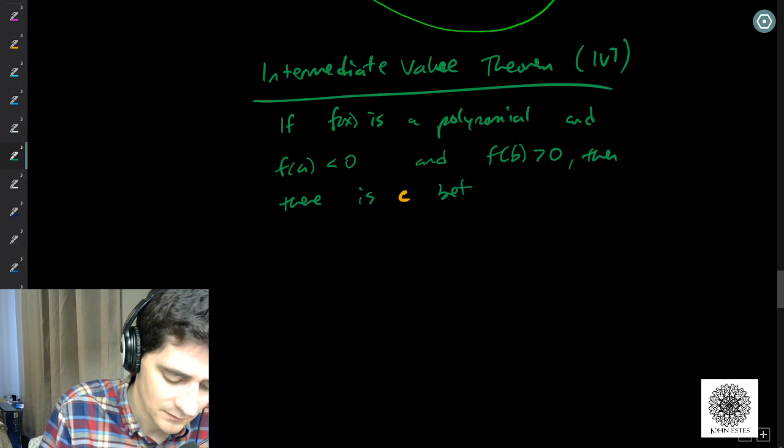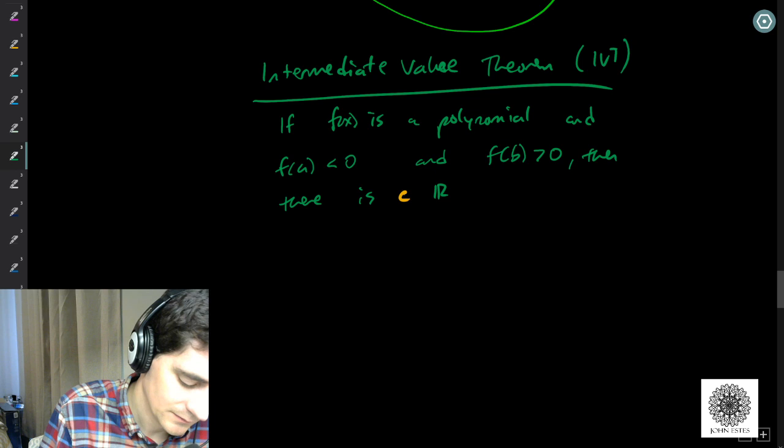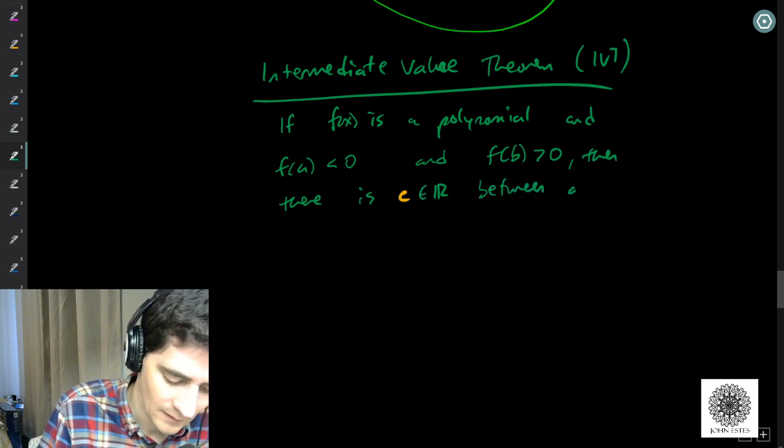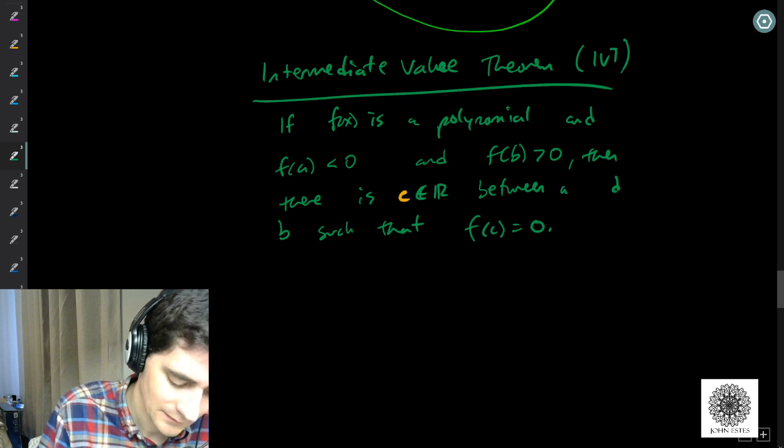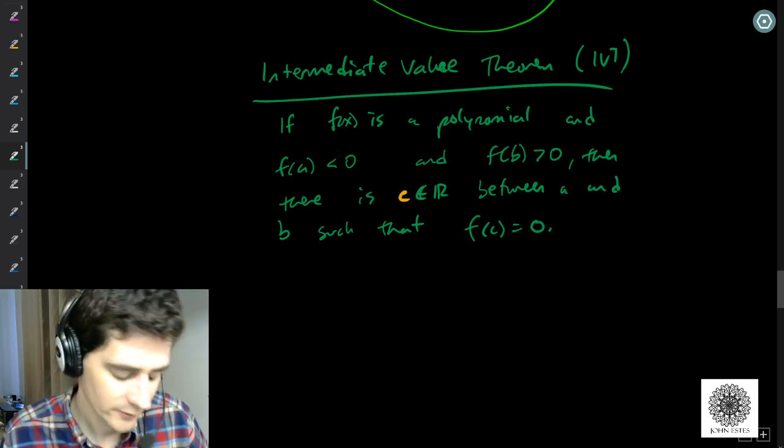between, and here I should mention c is a real number, between a and b, such that f of c equals 0. What on earth are we saying here?